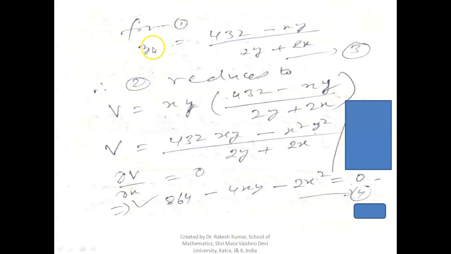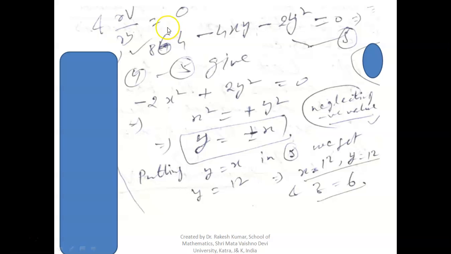What we will do, we will find the value of z in terms of x and y, and then substitute in the given equation. We get this, so v is this. Find the partial derivative of v with respect to x as well as y, and equate that to 0. So I get this equation as well as this equation, 4 and 5. If I subtract equation 5 from 4, I get y equal to plus minus x. Neglecting the negative value because we are talking about positive quantities, distances. So substituting y equal to x in 5, I get y equal to 12.